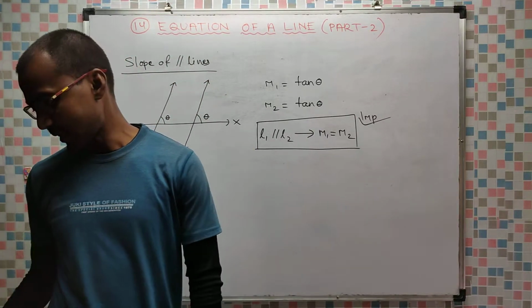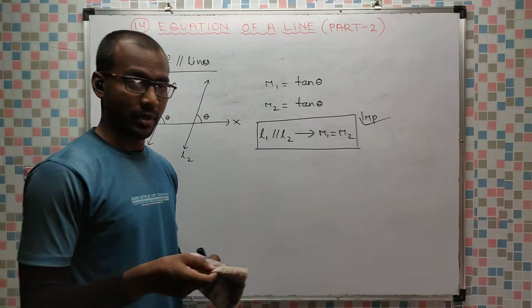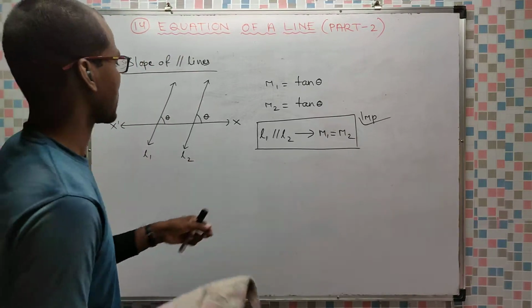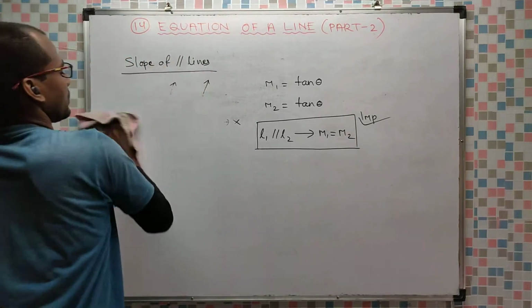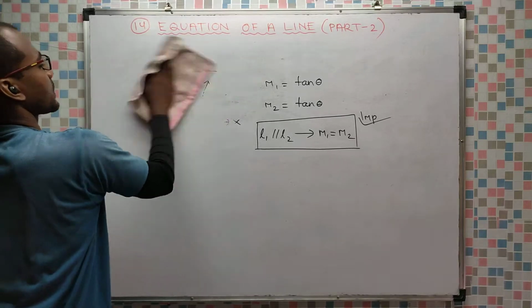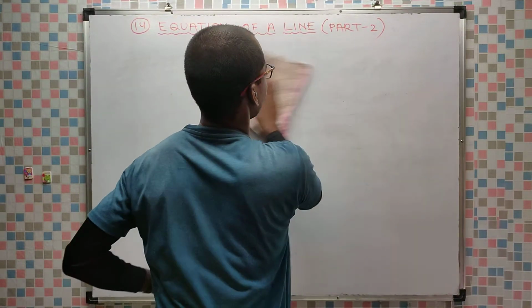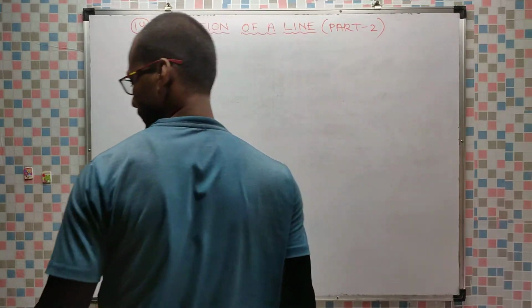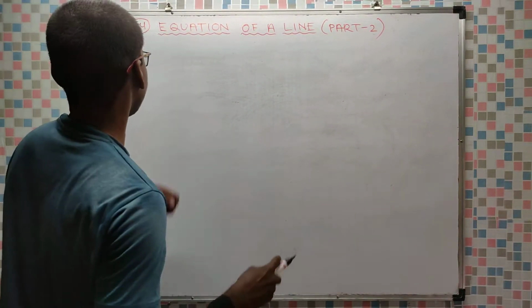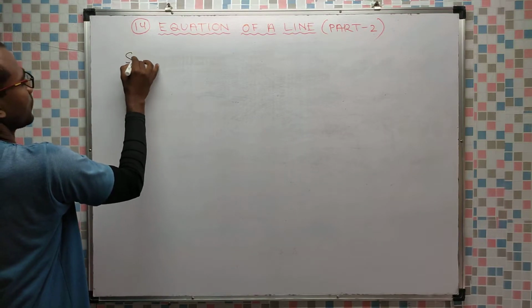Simple. Next, if two lines are perpendicular, what will be the relation between the slopes? Let us see. Now, slope of perpendicular lines.